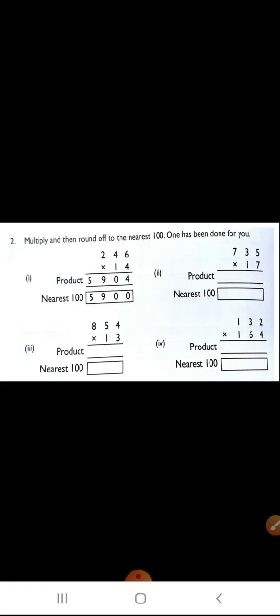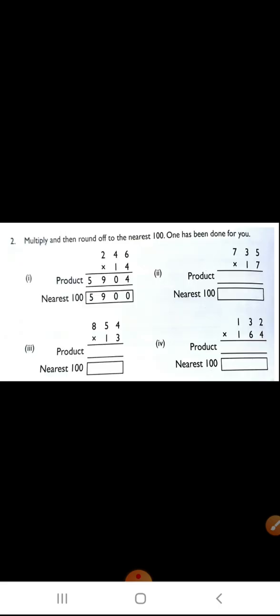Now this question is there in your maths workbook, page number 82. This was your homework. Hope you all have done. You have to perform these multiplications and change them into nearest 100. If you have done this, you can send me the photo of this page, this work.